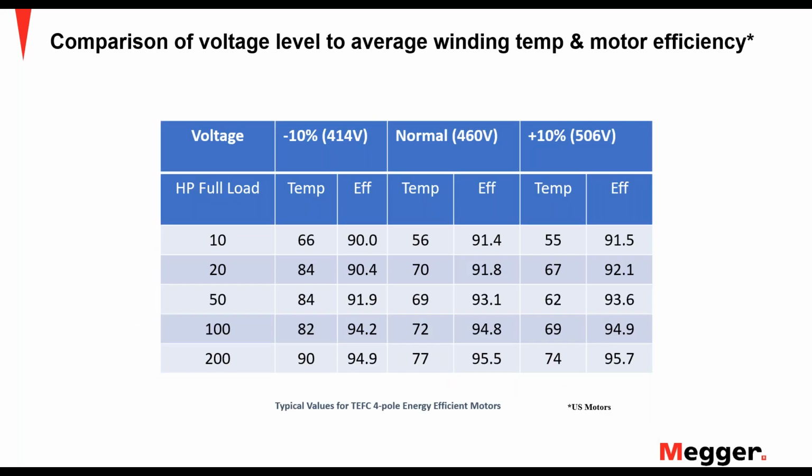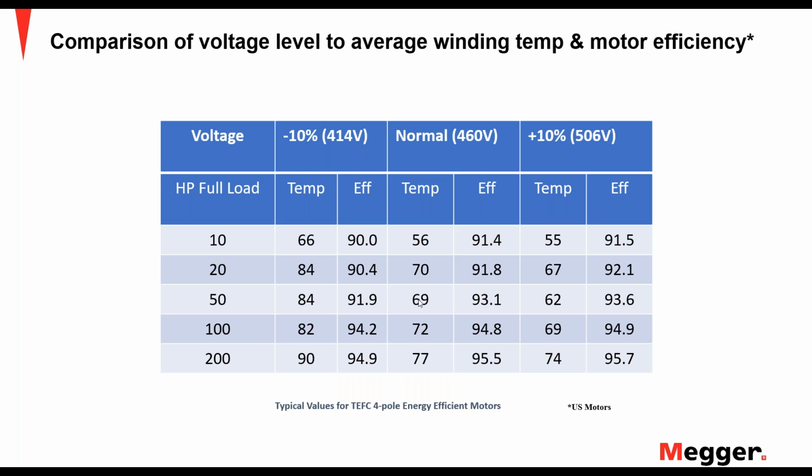So if we look here at this chart given to us from US Motors that talks about the temperature affected by different loading, different voltages. So if we look at this 50 horsepower motor, if it was given nominal voltage, its normal 460 volts that the nameplate is rated at, our temperature is 69 degrees C, and our efficiency here is 93.1.